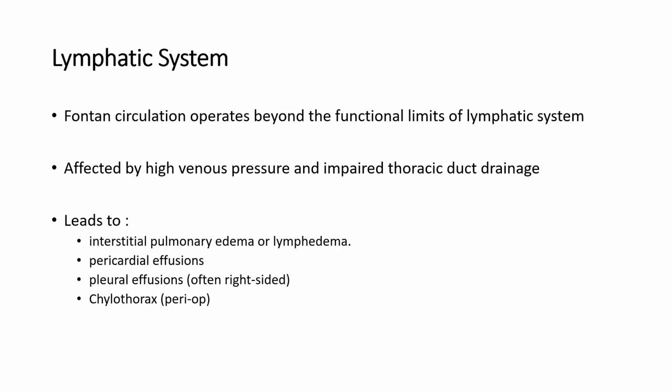Lymphatic system. The Fontan circulation operates beyond the functional limit of the lymphatic system because there is systemic venous hypertension. Affected by high venous pressure and impaired thoracic duct drainage, it will lead to interstitial pulmonary edema, lymphedema, pericardial effusion, pleural effusion, and chylothorax.